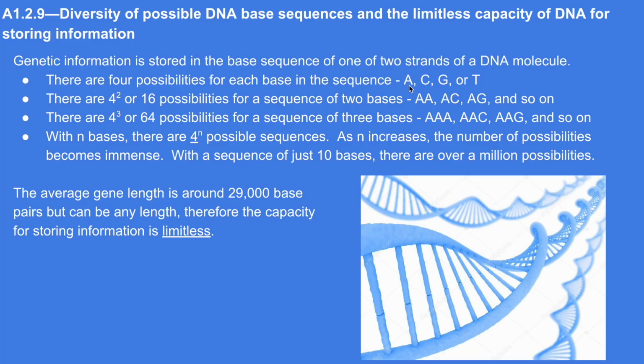There are 4 possibilities for each base. So if there's just 2 bases, we're going to have 4 squared. So we have 4 possibilities for each of 2 places. So there's 16 possible combinations. If there were 3 bases, there's 4 to the 3rd power, 64 possibilities. So you can see the pattern is with n bases, there are 4 to the n possible sequences. With just 10 bases, we are already over 1 million possibilities. And the average gene length is around 29,000 base pairs, but it can be any length, and therefore the capacity for storing information is truly limitless.